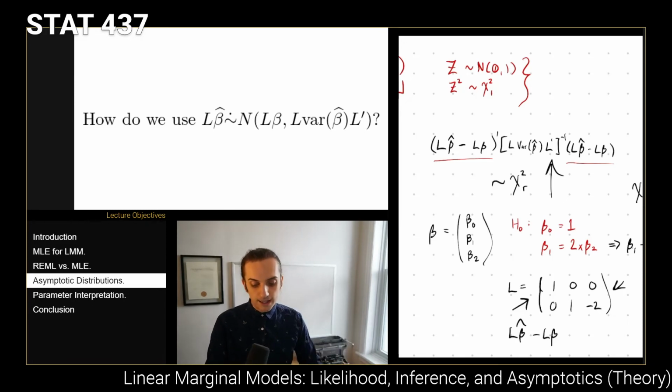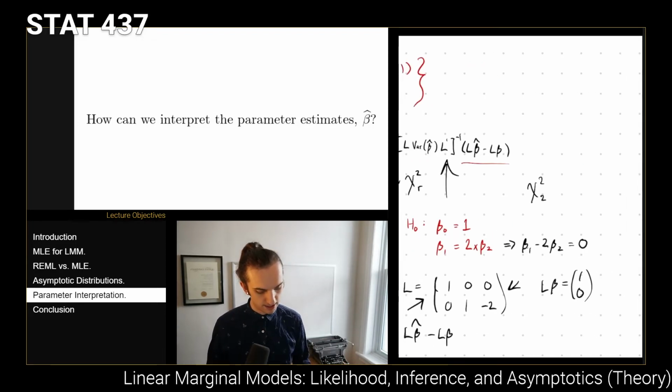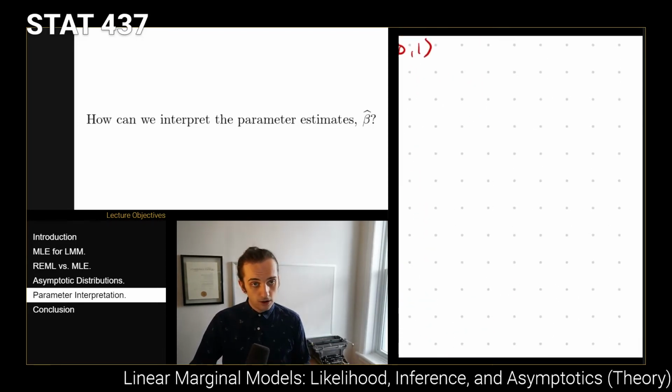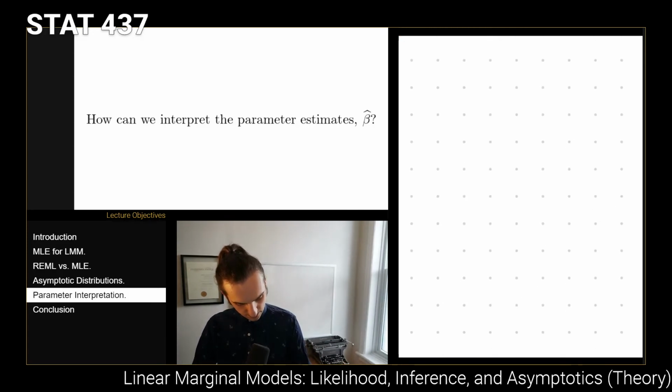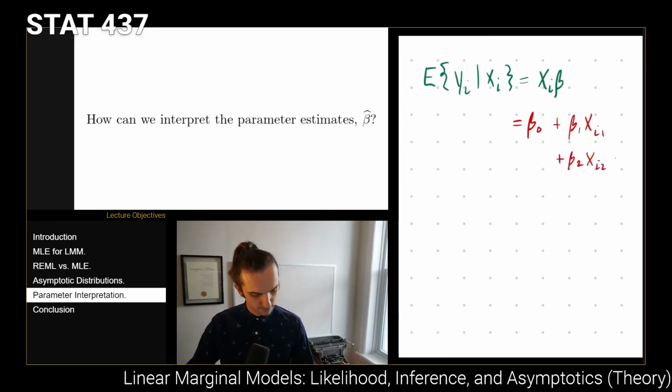Okay, so the last piece that I want to talk about today is the interpretation of the parameter estimates of beta hat. So recall that the model that we're actually fitting here is a model where we've specified that the expected value of yi given xi is equal to xi beta, right? And just as with a standard linear regression, oftentimes this is going to be easier to think about written out more explicitly. So maybe that's going to be beta 0 plus beta 1 xi1 plus beta 2 xi2, etc. Right?